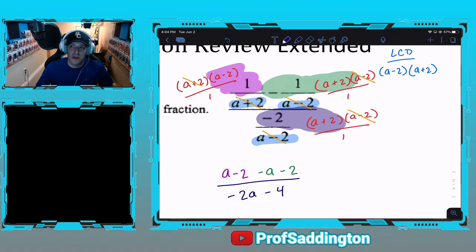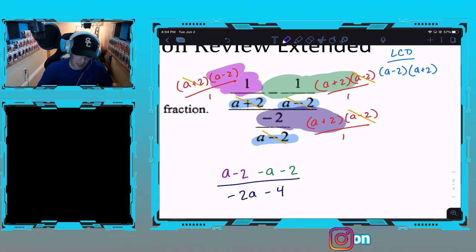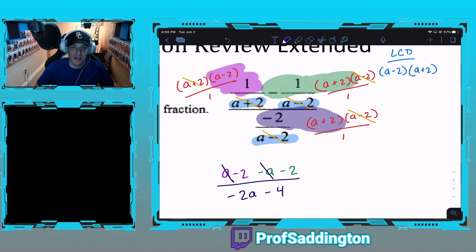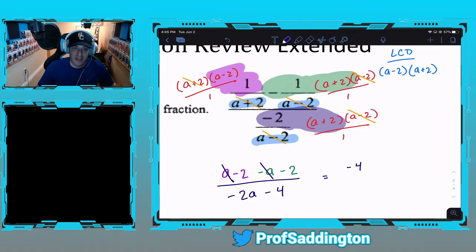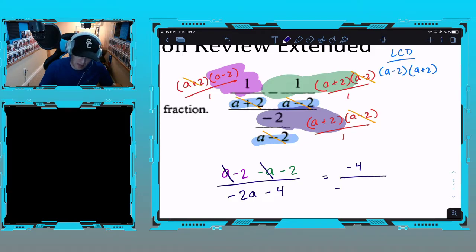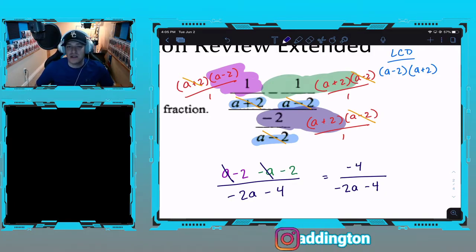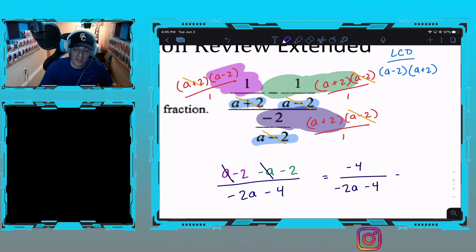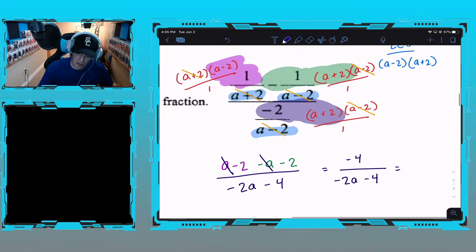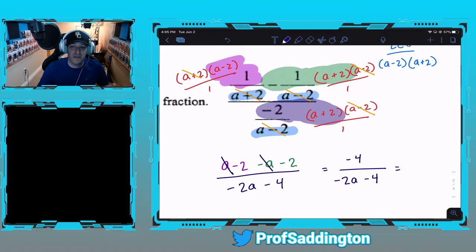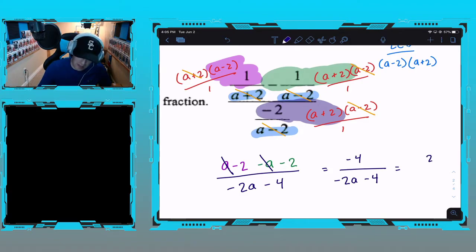And now all we're doing is combining like terms and reducing if it's possible. On the top, you're going to notice that we have a minus a, so those are going to cancel out. And we have negative 2 minus 2, which would be negative 4. On the bottom, there's nothing that can cancel out, so I still have negative 2a minus 4. And technically, this can be reduced down because everything is divisible by 2. So if we divide everything by negative 2, we'll have a positive 2 all over a plus 2.